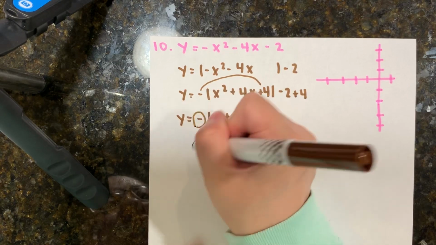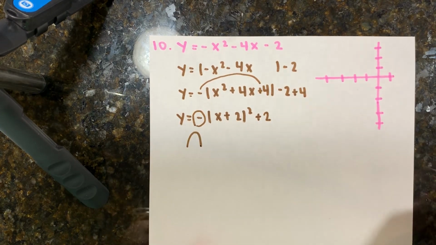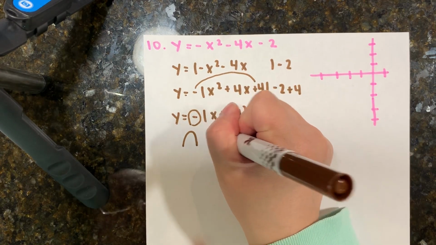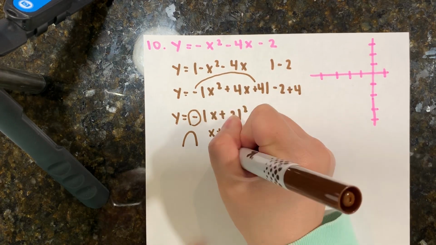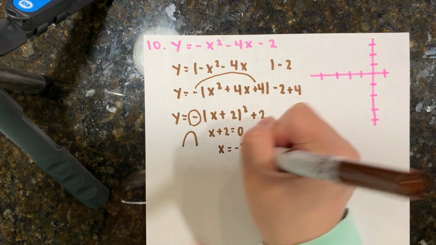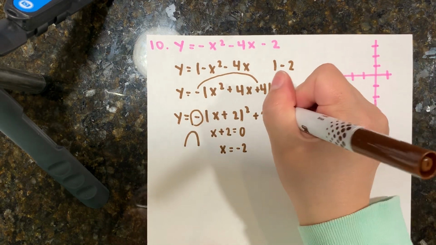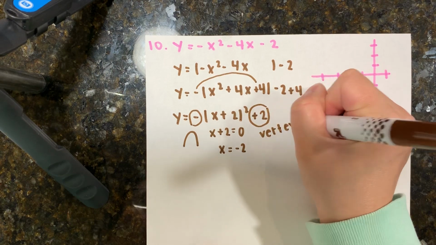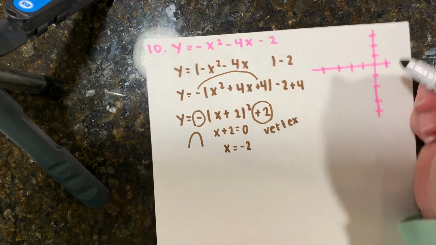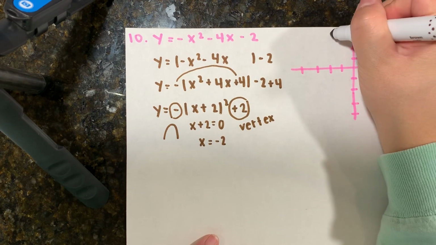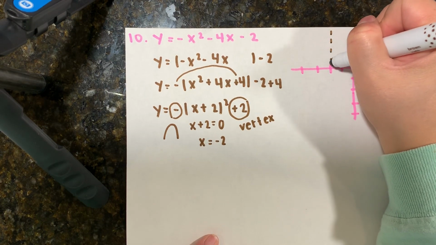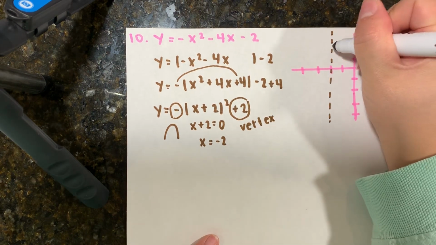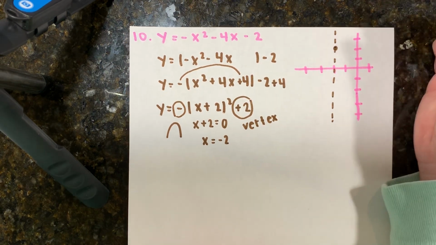This minus sign tells me that my parabola is going to open down. And my x plus 2, I'm going to set equal to 0 to solve for the axis of symmetry, which would be at negative 2. And this right here would be my vertex. So for my axis of symmetry, I go over 2. This would be my dotted line. Then for my vertex, I'm going to go up 2, which will be right there.